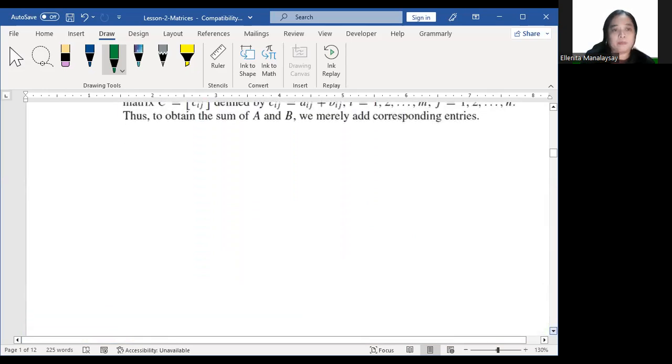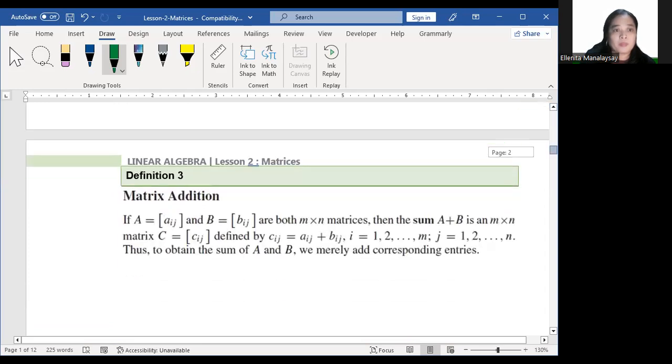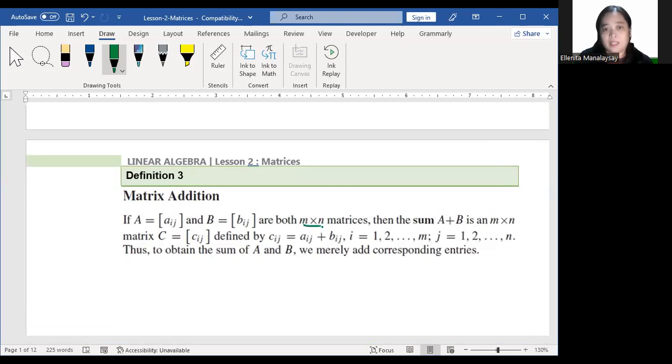Next definition. If two matrices A and B are both m by n matrices, then the sum A plus B is also an m by n matrix C. We will form another matrix defined by Cij is equal to Aij plus Bij, for i equal to 1 to m and j equal to 1 to n.